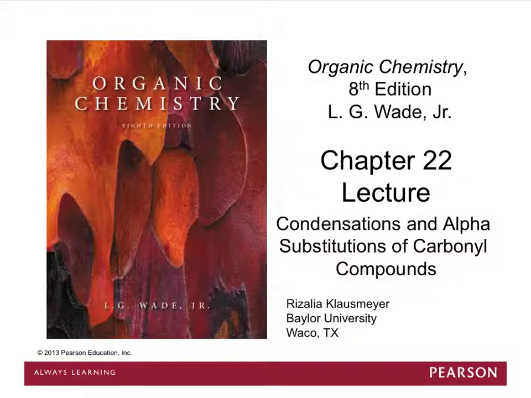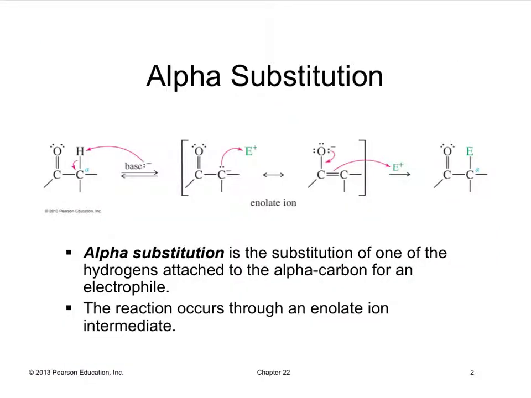So here's part 1 of chapter 22 on condensations and alpha substitutions of carbonyl compounds. Alpha substitution is the substitution of one of the hydrogens attached to the alpha carbon for an electrophile. The reaction occurs through an enolate intermediate.